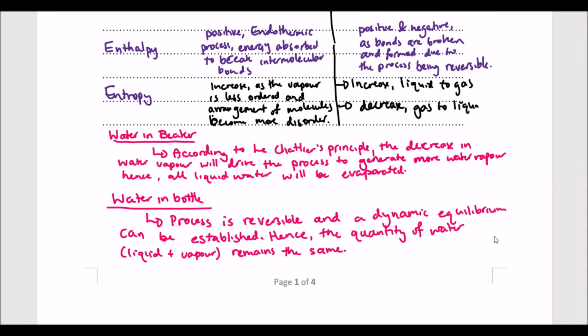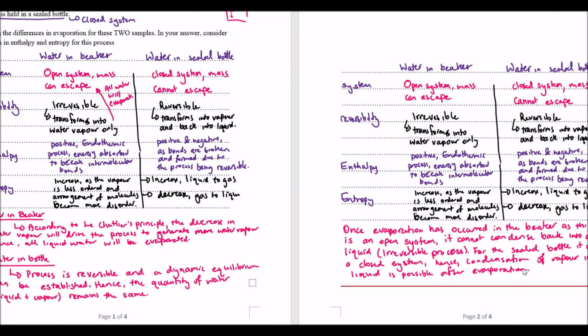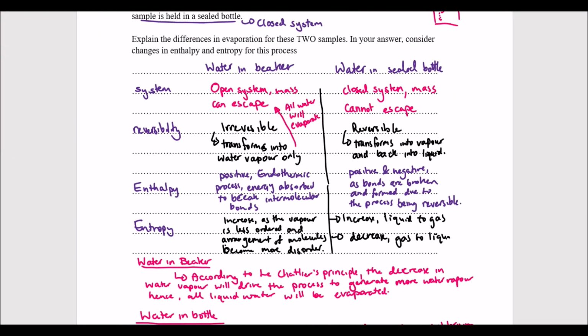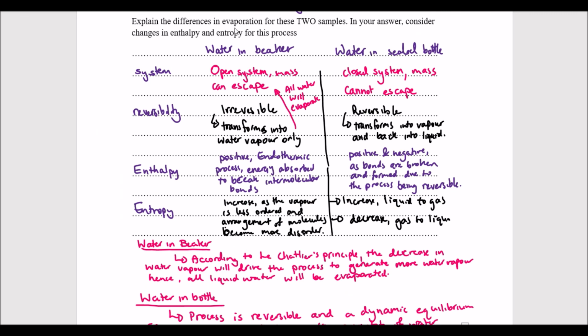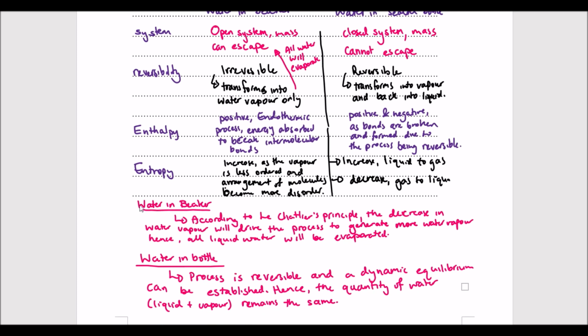That's how we solve the problem here. Four marks. Quite an interesting question. So we said explain the differences in evaporation for these two samples. In your answer, consider changes in enthalpy and entropy. We've gone through that. We've drawn a little table to describe the actual process. We've looked at the enthalpy changes and the entropy changes. And from that conclusion, we can say that all the water will evaporate in our beaker example, and the water in the sealed bottle will still remain there after a duration of time.